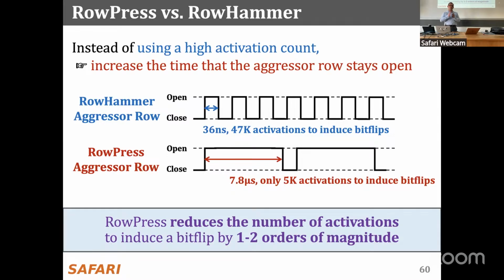In RowPress, you activate the row and keep it open for some time. You don't send the precharge command, basically the low voltage command. You keep it open by some amount allowed by the standard, in this case a microsecond, which is possible to do, especially if you have an FPGA-based memory controller, because we can control everything, as you know. Now, if you do that, it turns out you cause more disturbance in adjacent cells that is fundamentally different in nature compared to RowHammer. Again, this goes to the device level, but I'm not going to describe it right now. But it enables you to induce bit flips with much fewer activations. In this example, 47K becomes 5K. So it can induce bit flips with a much smaller number of activations.